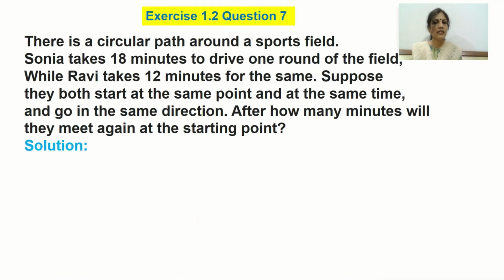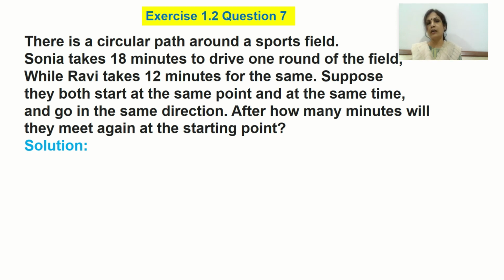This is exercise 1.2 and question number 7. There is a circular path around a sports field. Sonia takes 18 minutes to drive one round of the field, while Ravi takes 12 minutes for the same. Suppose they both start at the same point and at the same time and go in the same direction. After how many minutes will they meet again at the starting point?